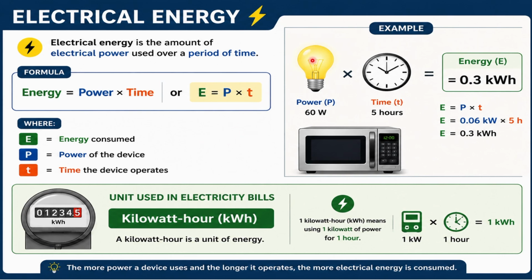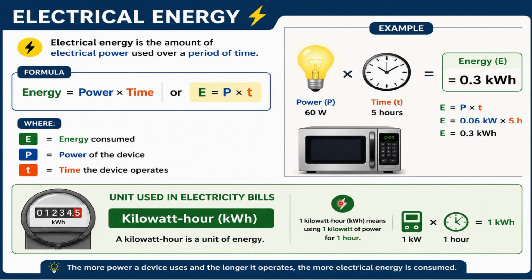This is an example. We have a lamp that consumes power of 60 watt, and this lamp is used for 5 hours. To calculate the energy, the first thing we need to do is convert 60 watt into kilowatt, because remember, the unit is kilowatt hour, which is power in kilowatt multiplied by time in hours. We do that by dividing 60 by 1000, then multiplying by 5. We get 0.3 kilowatt hour. That is the energy this lamp consumes in 5 hours.